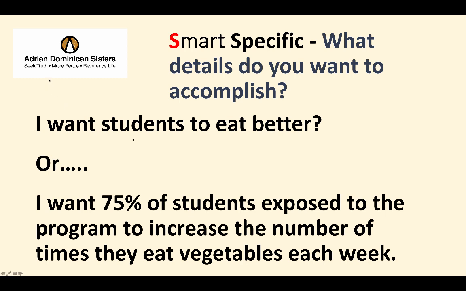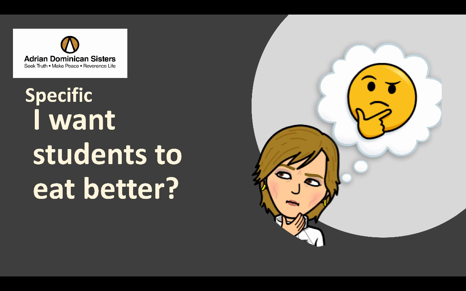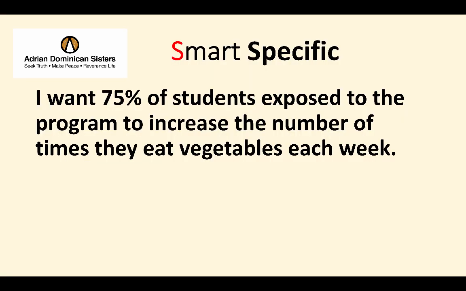Which of these is more specific? I want students to eat better, or I want 75% of students exposed to the program to increase the number of times they eat vegetables each week. I want students to eat better. If I wrote this, the reviewer would have no idea what I mean by eat better. This goal is too general and leaves the reviewer guessing at what you mean. This goal is far more specific. I want 75% of the students exposed to the program to increase the number of times they eat vegetables each week. A specific goal has a much greater chance of being accomplished.